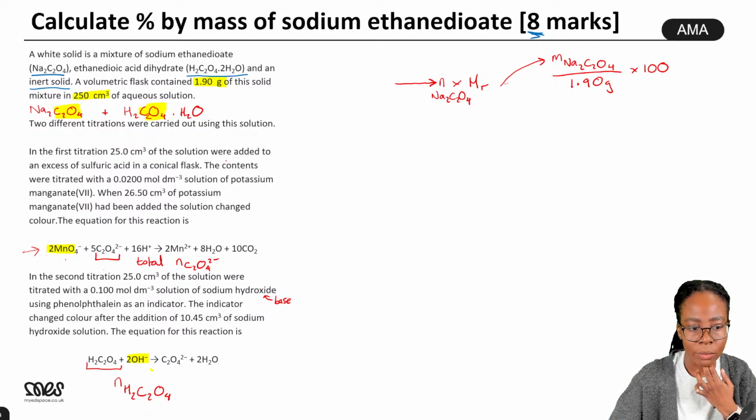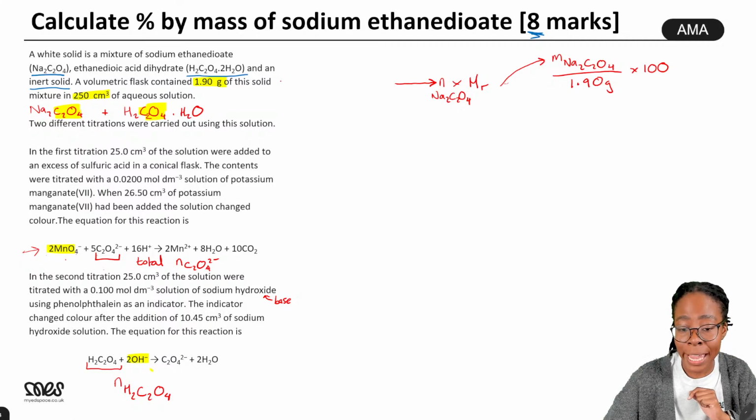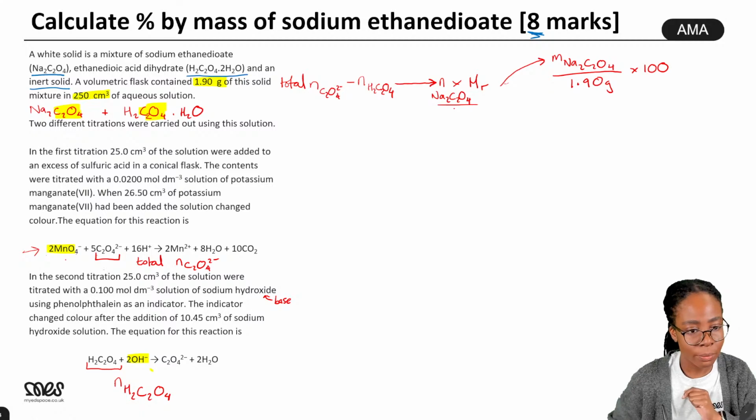How would we do that using what we've got? Lovely. Subtraction. We'll take the total moles of our ethanedioate ions and subtract the number of moles of the ethanedioic acid. And then what's left over would be the moles of the sodium ethanedioate. Absolutely.